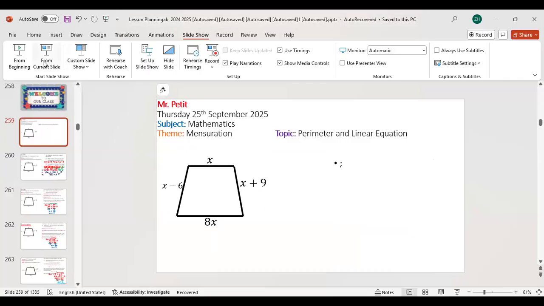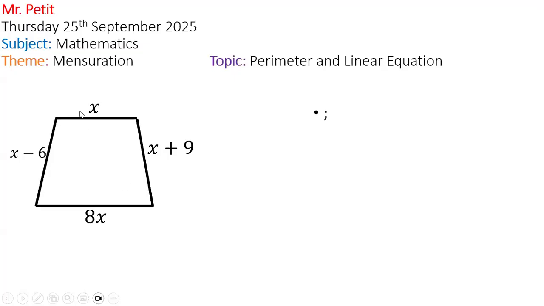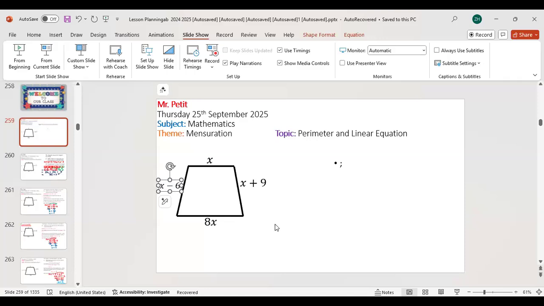I want you to draw this as well. This side is x, this side is x plus 9, this side is 8x, and this side is x minus 6. So x plus 9, 8x, and x minus 6. That's what we have for this trapezium here. What we want to do is work out what we have been working out, but eventually land on solving the equation.